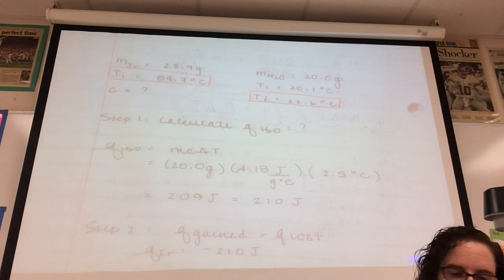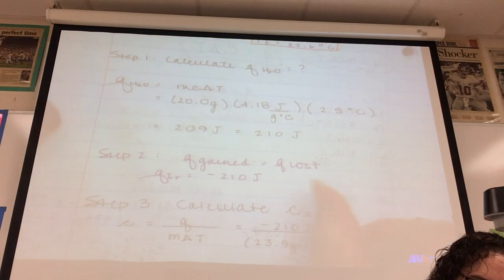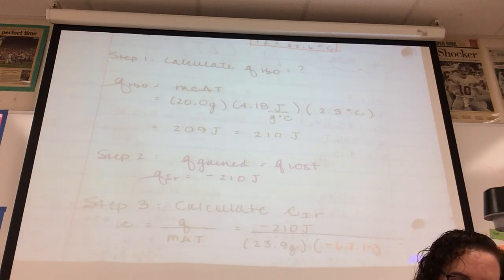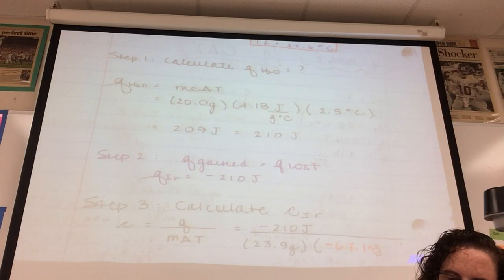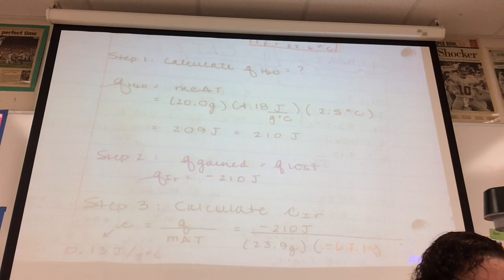So to get the delta T for the iridium, you're going to have 22.6 minus 89.7, and that's negative 67.1 degrees Celsius. The negatives are going to cancel. You can't get a negative specific heat. Be careful there. And the specific heat is 0.13 joules over grams degrees Celsius.